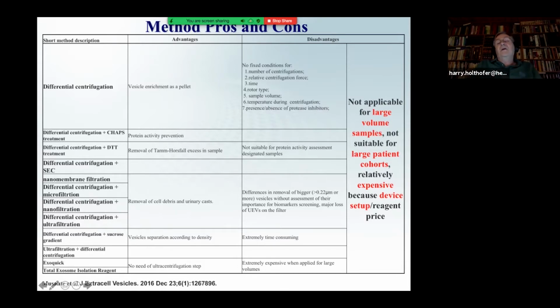But really to summarize everything, it seems that these methods have not been applicable for large volume samples, and this is one thing. And they are not very suitable for large patient cohorts. They are relatively expensive because of the device setup and the reagent price.